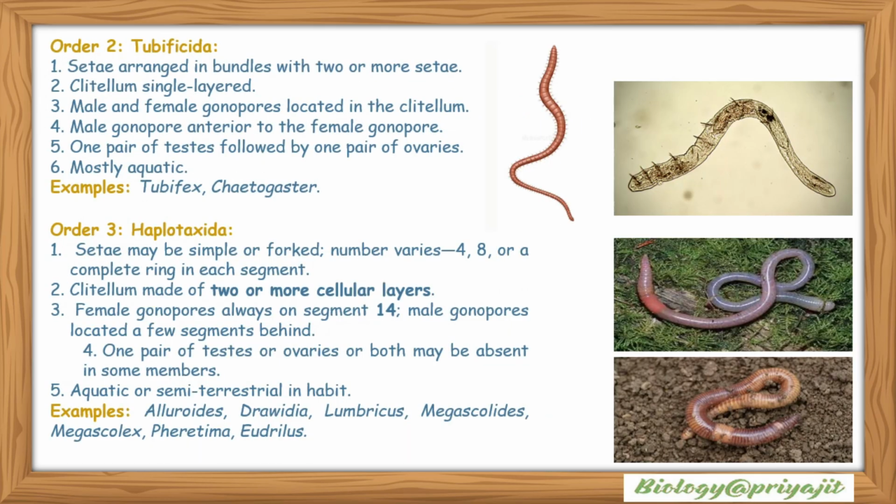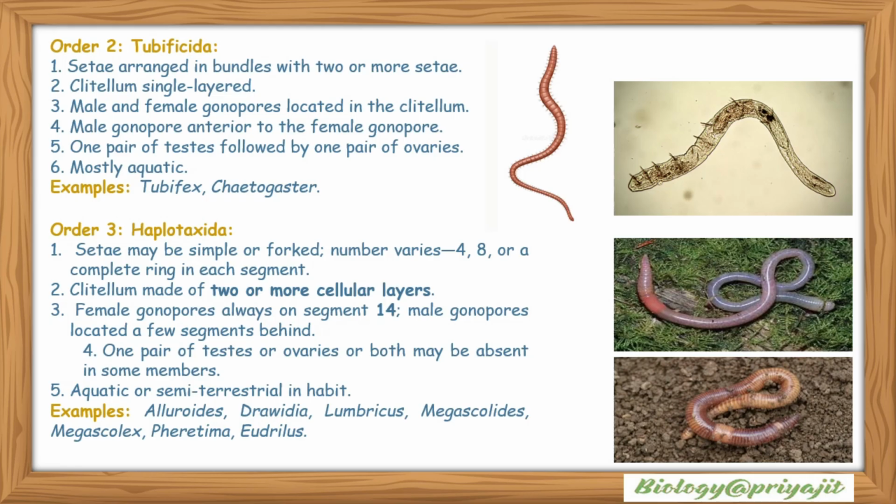Order 2, that is Tubificida. Their setae are arranged in bundles with 2 or more setae. Their clitellum is single layered. The male and female gonopores are located in the clitellum. Male gonopore is anterior to the female gonopore. One pair of testes is followed by one pair of ovaries. They are mostly aquatic. Example, Tubifex or Chaetogaster.